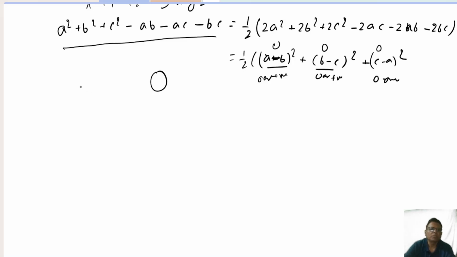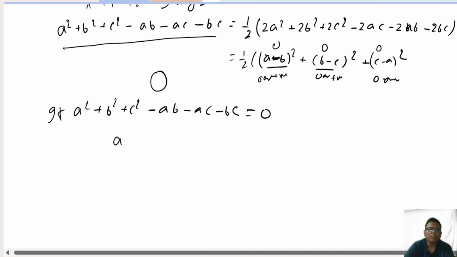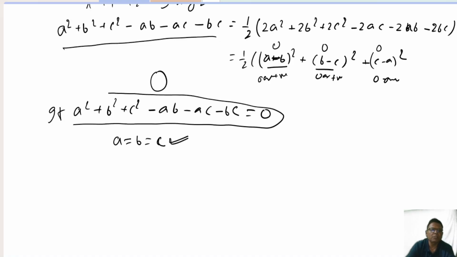So if a square plus b square plus c square minus ab minus ac minus bc is given equal to 0, then you can say easily that a is equal to b is equal to c. So from one equation, you can say that a is equal to b is equal to c.